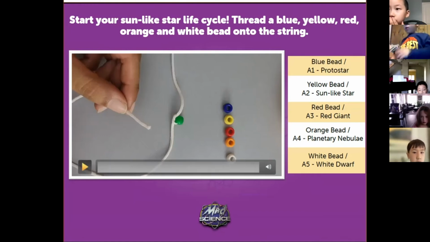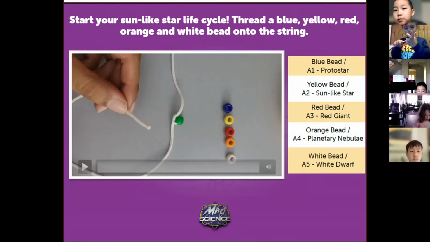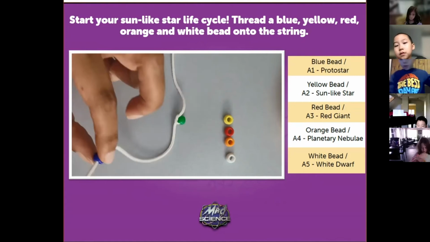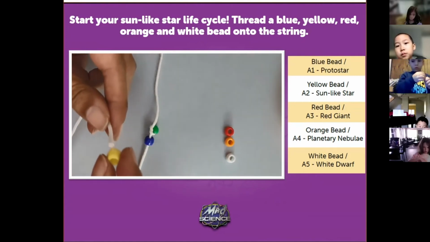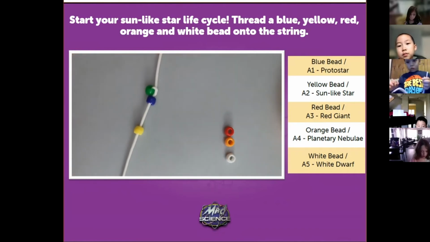Okay, so now we're going to start our sun-like star life cycle. For this, you're going to need your blue bead, your yellow bead, your red bead, your orange bead, and your white bead in that order. I'm going to press play. I have a little chart here for you if you're using paper beads. Make sure you do it in the same order as I have it here. And once again, Dr. Hart's going to tell you all about these special colors.